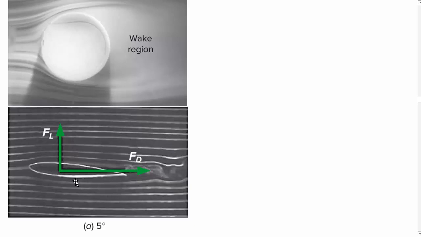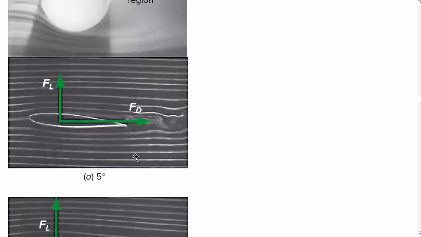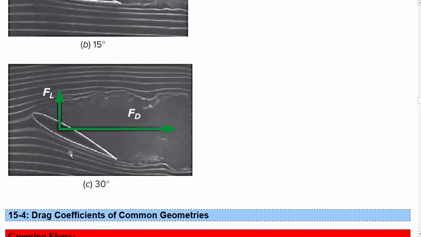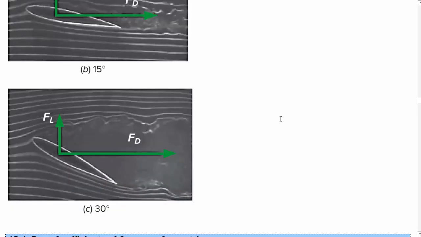Now look at what happens when we take this airfoil and start increasing the angle of attack. We go from a reasonable lift and a large drag force to higher lift, higher drag, and then eventually the drag gets higher than the lift, and we might end up with some kind of a stall condition. We'll look in more detail at airfoils later.